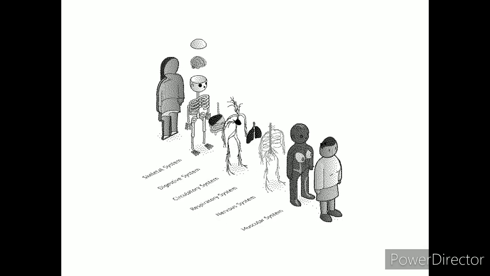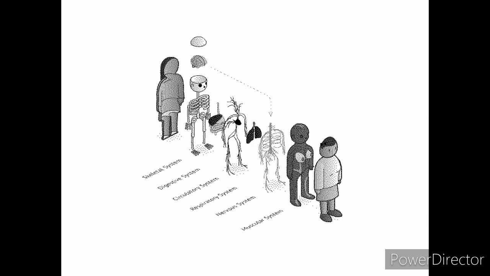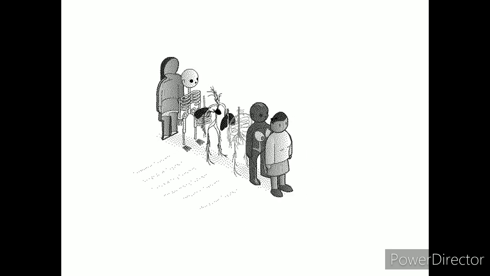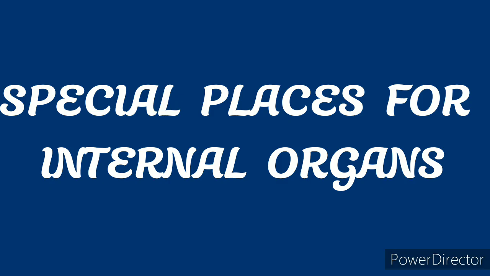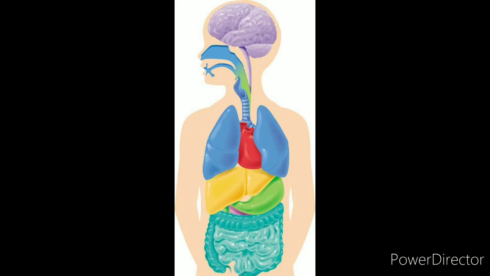Let us learn in detail a few things about the internal organs and the functions inside the body. Special places for internal organs. There are many organs inside our body and each has certain functions to perform. Now, like you can see in this picture, our organs have special places inside the body so that they are safe and remain in their places no matter how much we move.